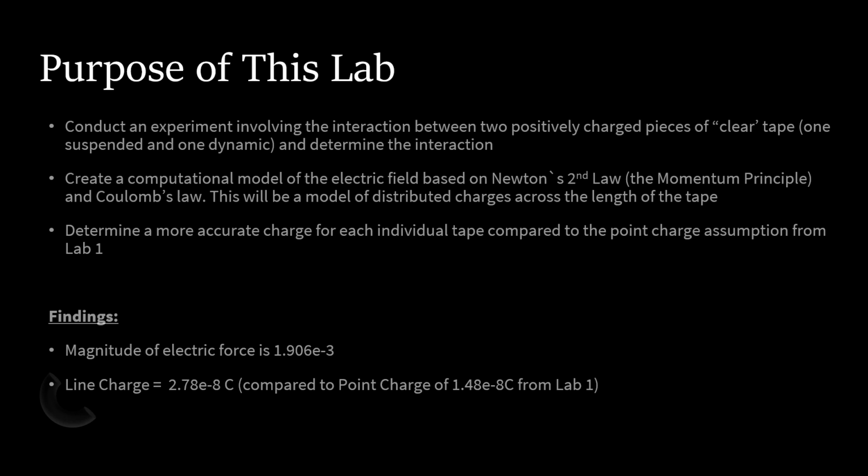We will also create a more accurate charge for each individual tape compared to the point charge assumption from Lab 1. The findings for the lab are shown here, where the magnitude of electric force is 1.906 times 10 to the negative third power, and the line charge is 2.78 times 10 to the negative 8 coulombs. This is compared to the point charge of 1.48 times 10 to the negative coulombs from Lab 1.